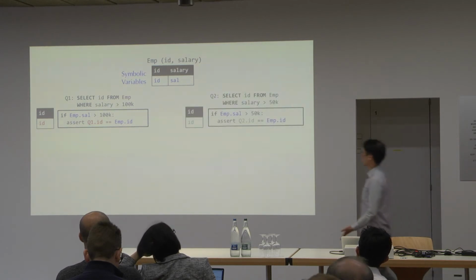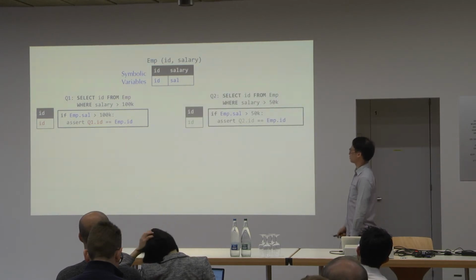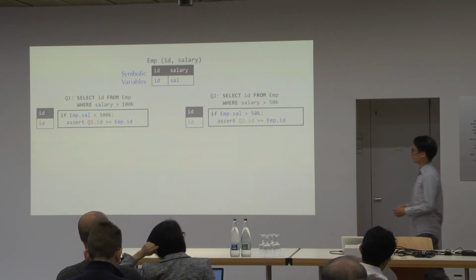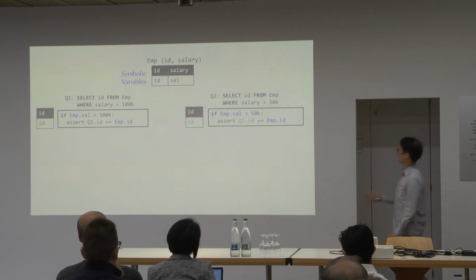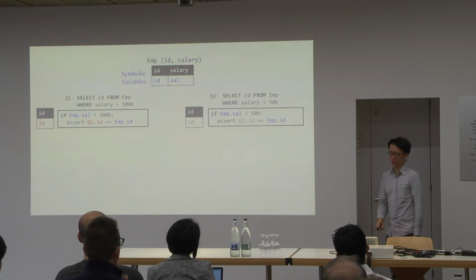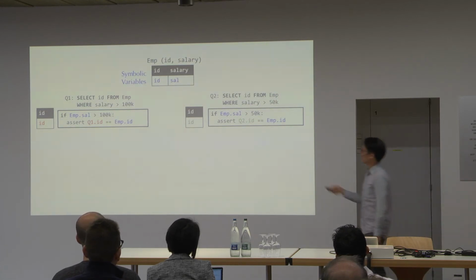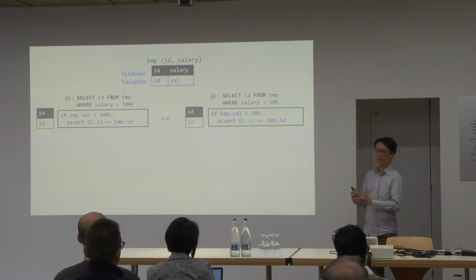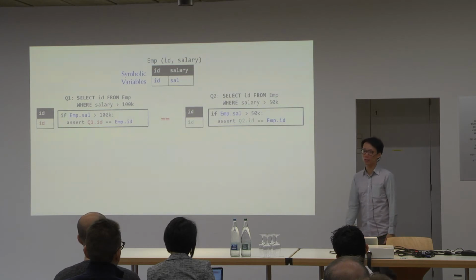We can execute another query. So for instance, in this case, I'm trying to select all the employees that make over 50K. We get something exactly the same, right? Except that the predicate here is different. So now we can send both of these to the SMT solver and see if it is able to find us a counterexample to prove that these two queries are actually not equivalent.